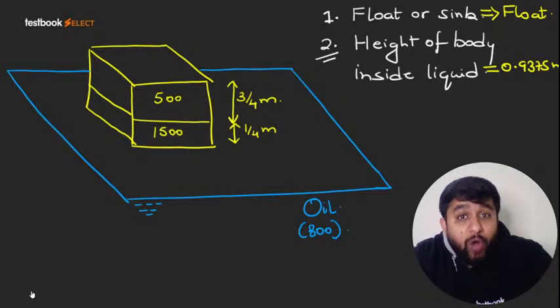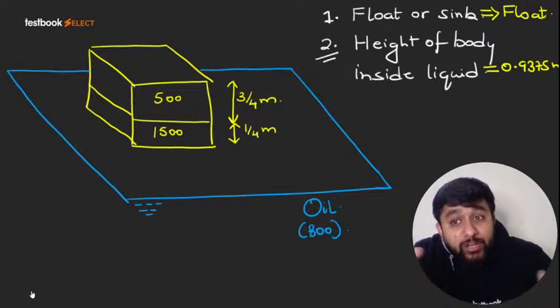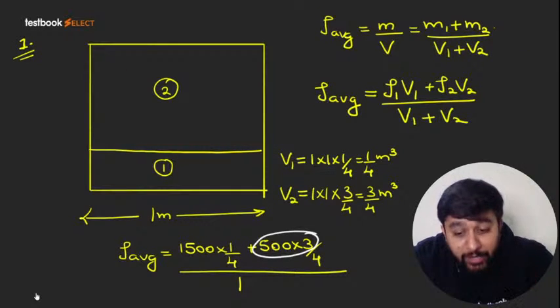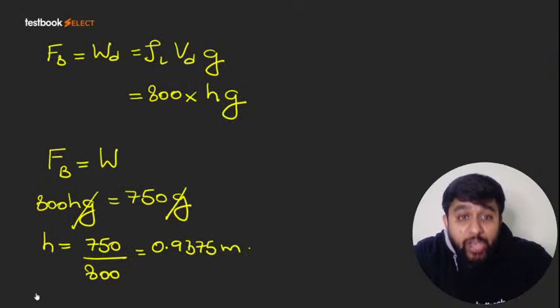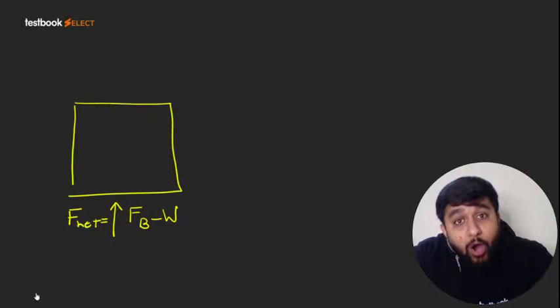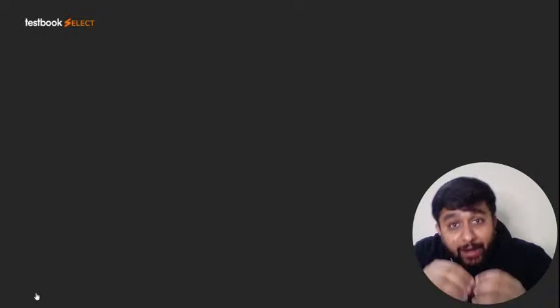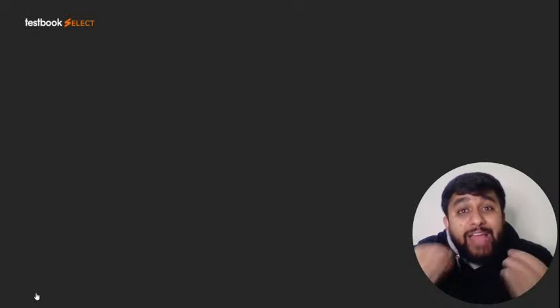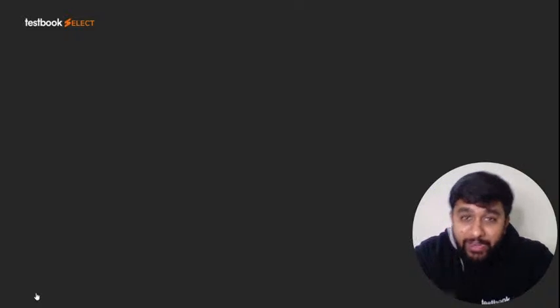My first question was, if this object is dropped in oil, whether the object will float or sink. Second question was, if the object will float, how much is the height of the body inside the oil? Then my next question was, for the same object, if we give it a little vertical displacement, whether the object is stable or not. So answer is stable. Now the next question is, if we give the vertical displacement and release it, what is the natural frequency of oscillation? What is the natural time period of oscillation? So this is the next question.